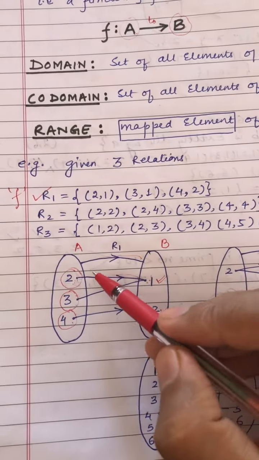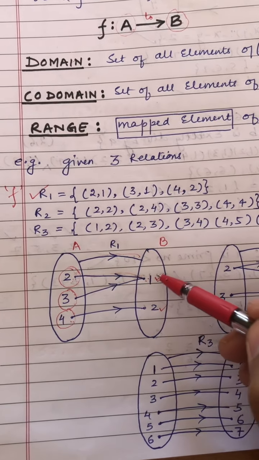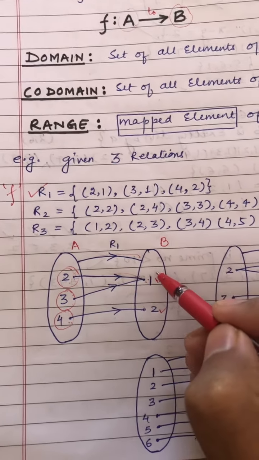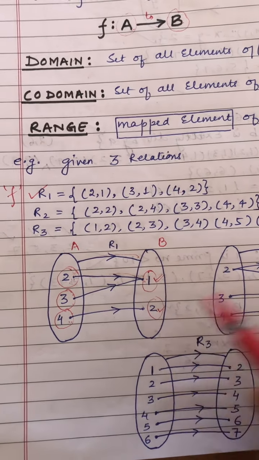Now what is the domain of this function? Set A: 2, 3, 4. What is the codomain? Set B: 1, 2. And what is the range? Range means the mapped elements. These are the mapped elements, so range is also 1, 2.